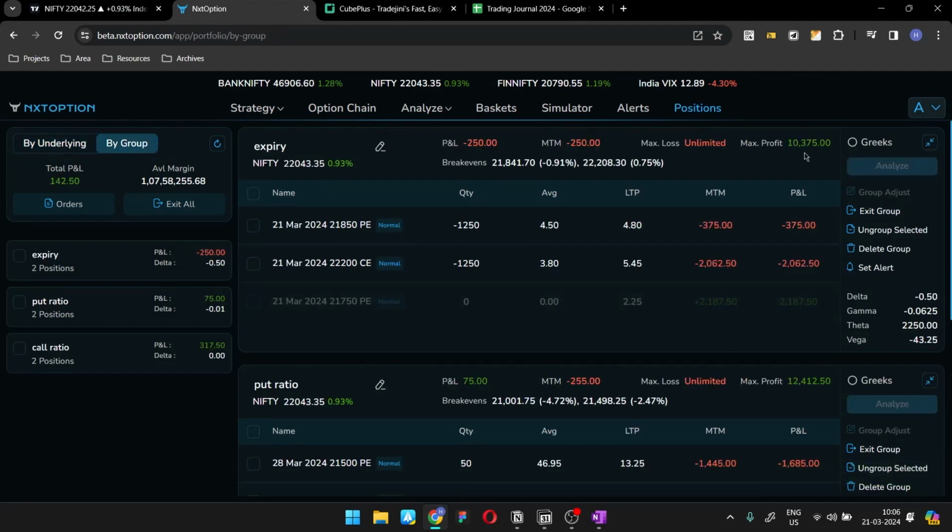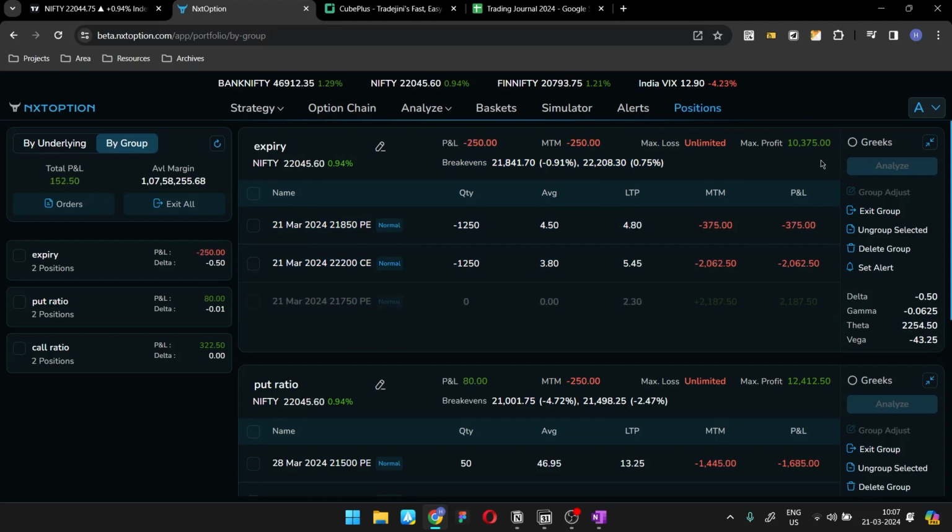Can you see what the profit is? 2000 profit is booked. We are only down 500 rupees, but our profit has increased to 10,000 because we have collected 2 more points premium on the other side.